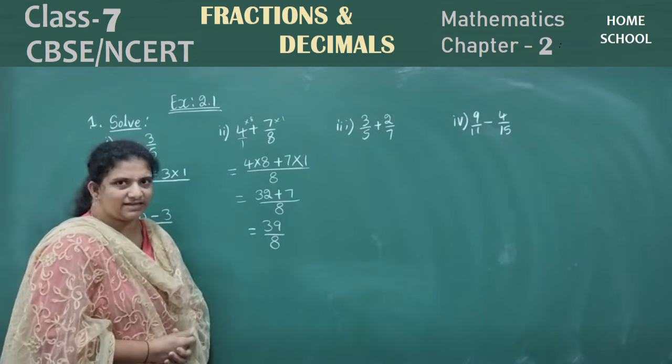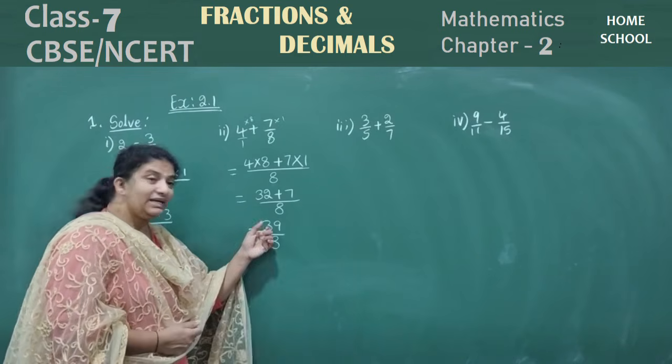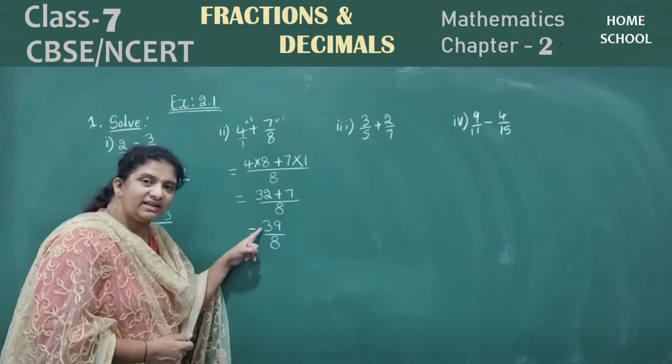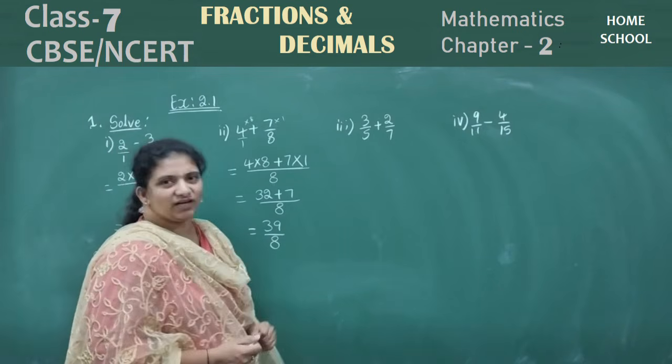Well, 39 by 8, will it be cancelled? No, we cannot cancel. By the way, identify which type of a fraction it is. It is an improper fraction, where the numerator is greater than the denominator. Right? Let's move to the third problem.